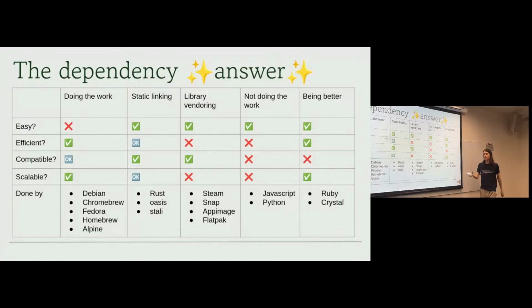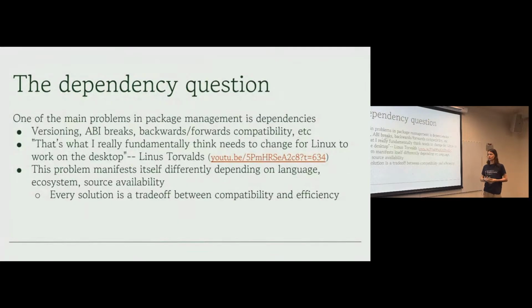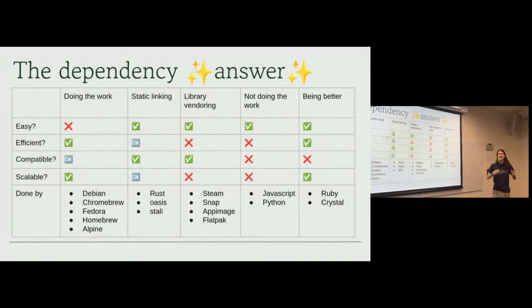Who does this? Debian, Chromebook, Fedora, Homebrew, Alpine, more people. Static linking. This is when you just embed most of the library you're using into each copy of the package file. Is this easy? Yes, you're doing basically little work. Is it efficient? Not really, because you're copying every single library into each package and duplicating across the entire system. Is it compatible? Yes, because you're not doing any work. Is it scalable? Again, not really, because it's not that efficient.